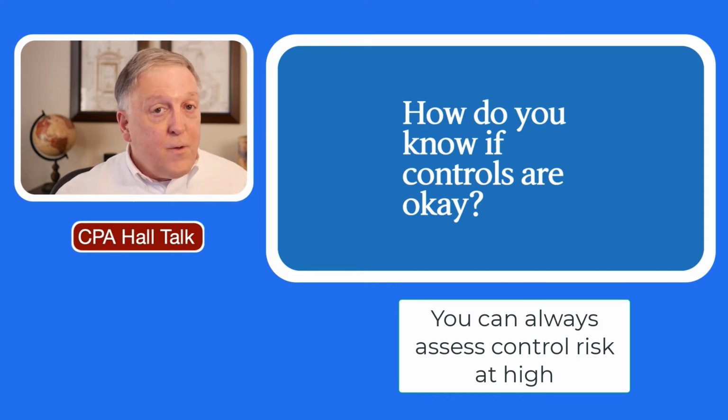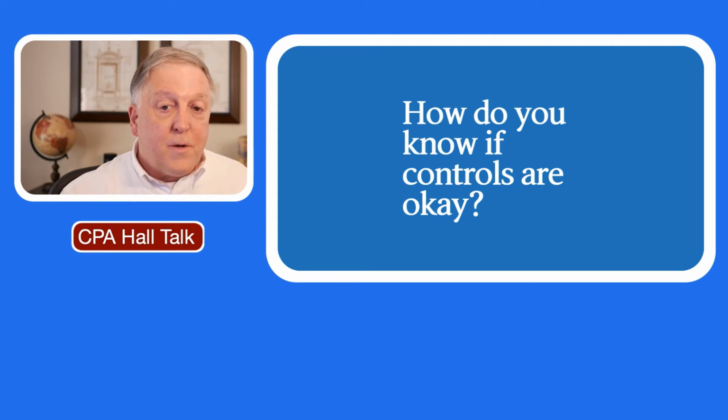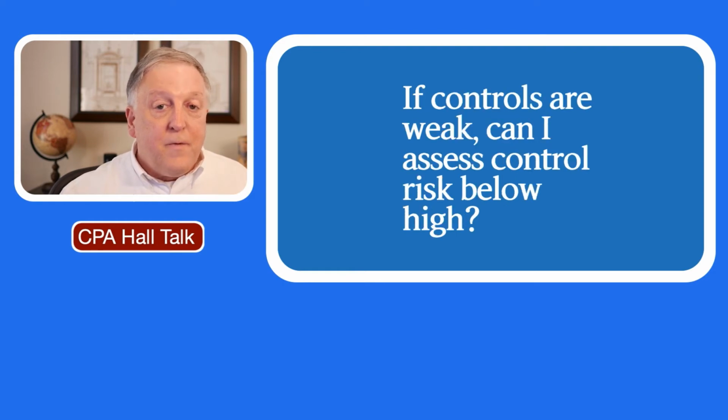You have to do the walkthrough before you make that assessment, but once you do the walkthrough and the other risk assessment procedures, then you've got the freedom to assess control risk at high if that's what you would like to do. Now, you're going to see in a moment you may or may not want to do that. Another question in this chapter is, if controls are weak, can I assess control risk below high?